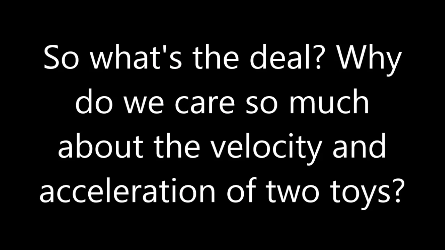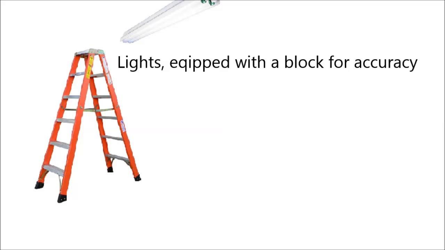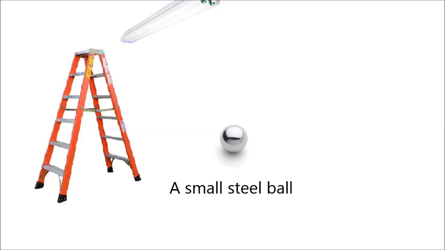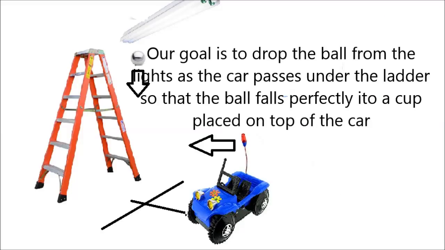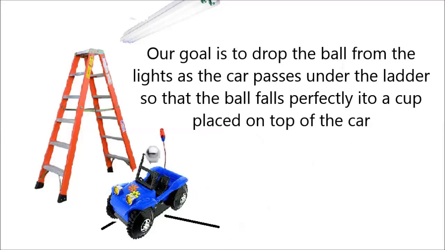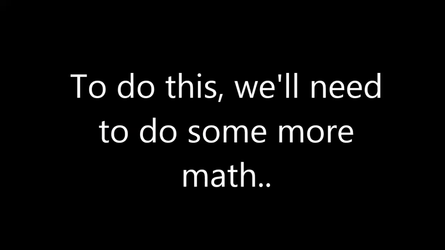So what's the deal? Why do we care so much about the velocity and acceleration of two toys? Well, here's why. We have a ladder, lights equipped with a block for accuracy, a small steel ball, and once again, our sweet ride. Our goal is to drop the ball from the lights as the car passes under the ladder so that the ball falls perfectly into a cup placed on the top of the car. To do this, we'll need to do some more math.